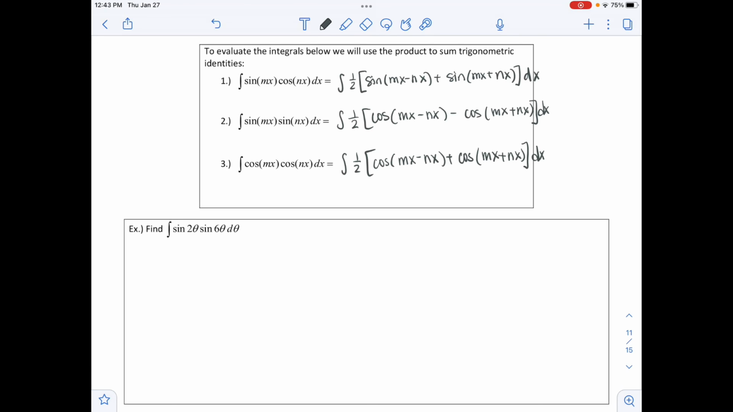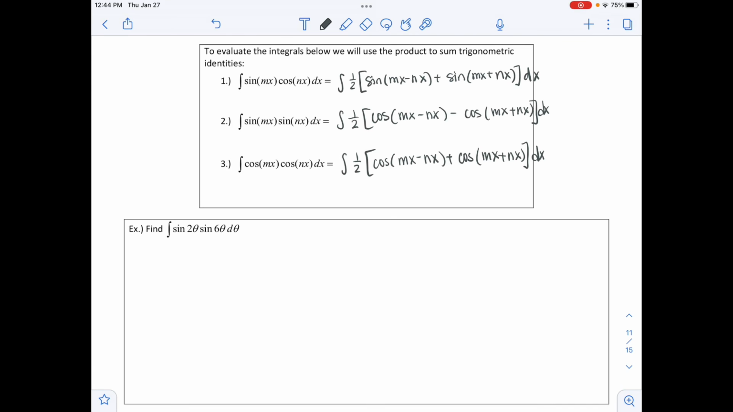Number 2 says that if we have sine of mx times sine of nx dx, so if we have both sines this time, this can be rewritten as 1/2 times the cosine of mx minus nx minus cosine of mx plus nx dx. And the third one is if we have both cosines there, where it's cosine mx, cosine nx dx, and integrating that, we can rewrite it as the integral of 1/2 times cosine of mx minus nx plus cosine of mx plus nx dx. So below we have an example that's going to use that.